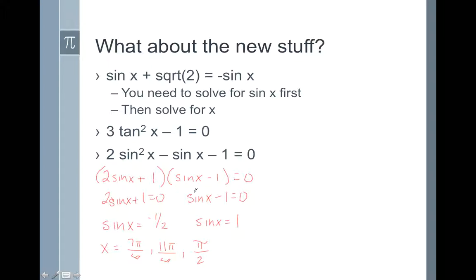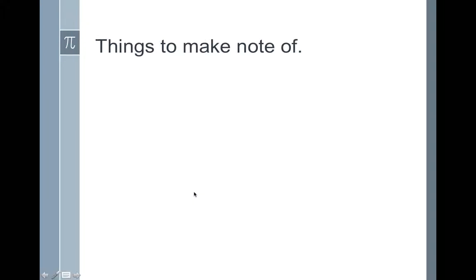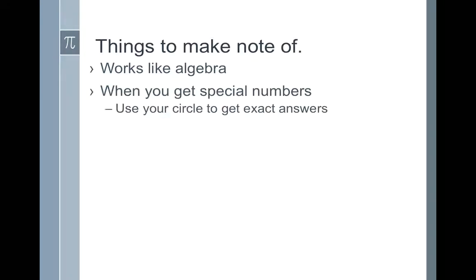So let's move on to a couple of things to make note of. Now, there are more examples, so don't think that we're about done here, because there are different types as well. So, things to make note of. First of all, this works just like algebra for the most part. So we can deal with adding and subtracting and multiplying and dividing both sides of the equal sign. We can technically use the quadratic formula. We can factor. We can do whatever you need to do, just like you would do in algebra, only it's dealing with trig.